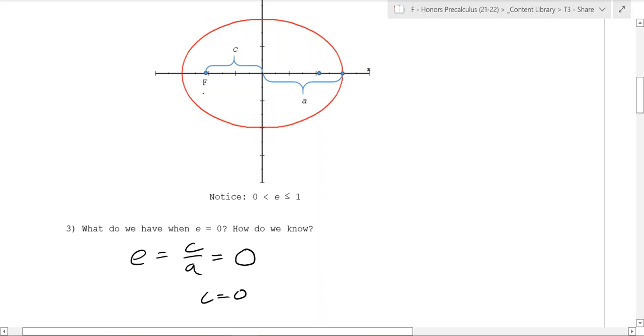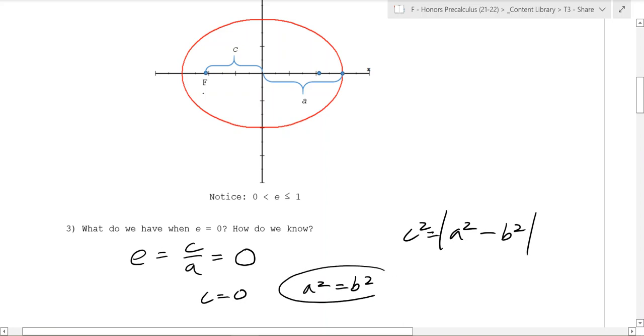And if c is equal to 0, then a squared is equal to b squared by definition, because c squared is equal to the absolute value of that. And the only way for that to be 0 is for a squared to equal b squared. But if a squared is equal to b squared, a is equal to b, so you're dealing with a circle. So you can think of eccentricity as kind of like how far from being a circle an ellipse is.